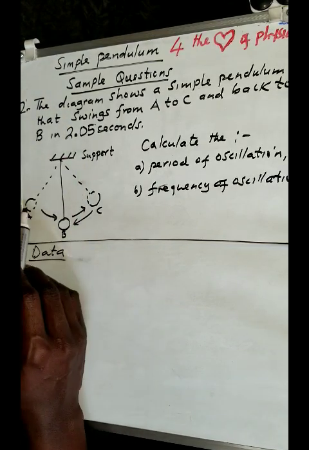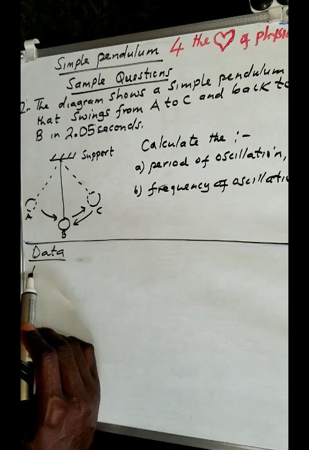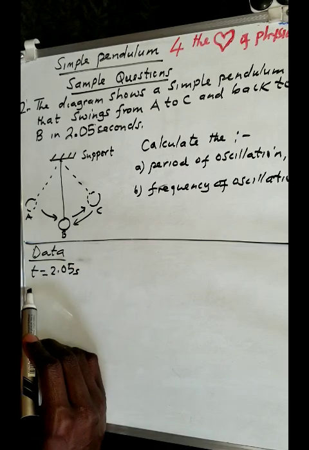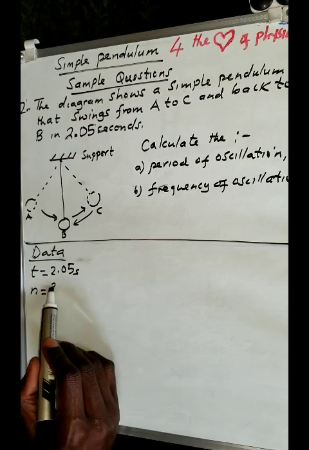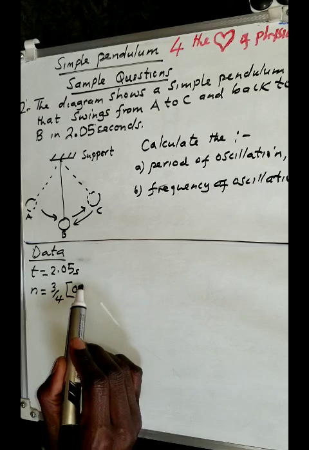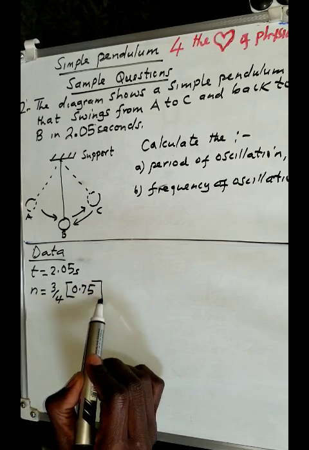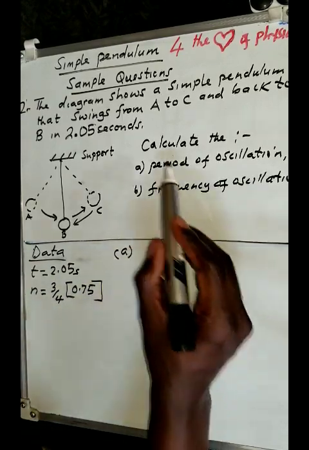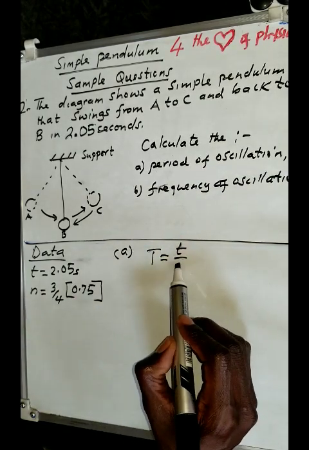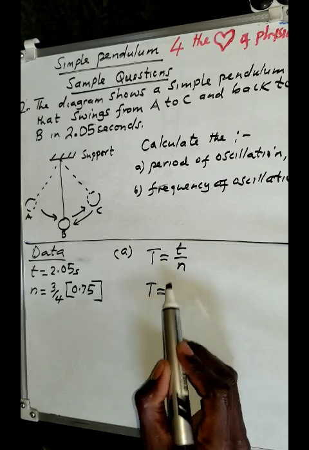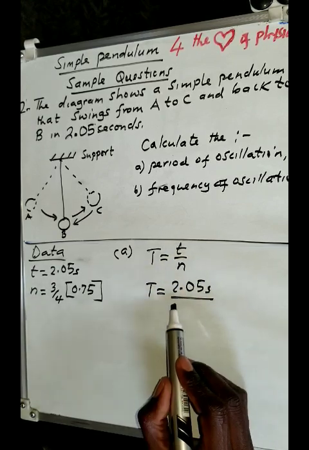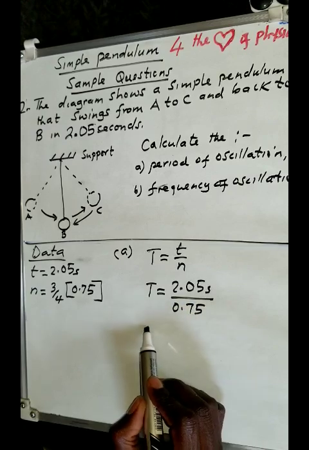So the time taken to move from A to C and back to B is 2.05 seconds. And the number of oscillations is simply 3 over 4, which has not changed. That is 0.75 oscillation. The first question says calculate the period of oscillation. Period, as usual, is the time over the number of oscillations, so period is equal to 2.05 seconds divided by 0.75.